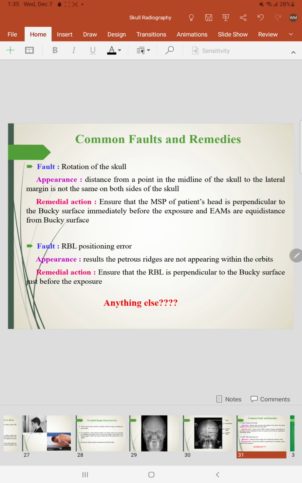Common faults and remedies. Fault: rotation of the skull. Appearance: the distance from a point in the midline of the skull to the lateral margin is not the same on both sides of the skull. Remedial action: ensure that the MSP of the patient's head is perpendicular to the table surface immediately before the exposure and the EAMs are equidistant from the table surface.